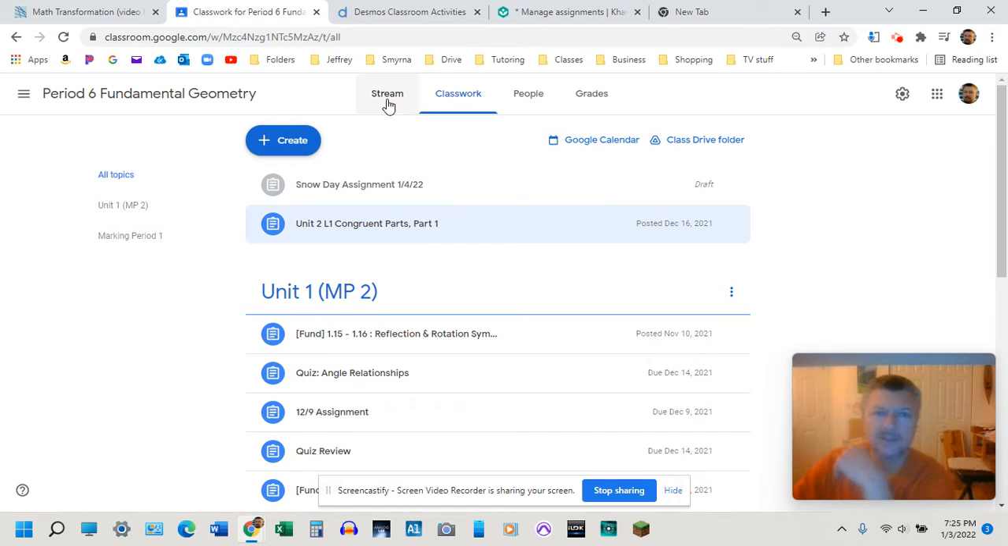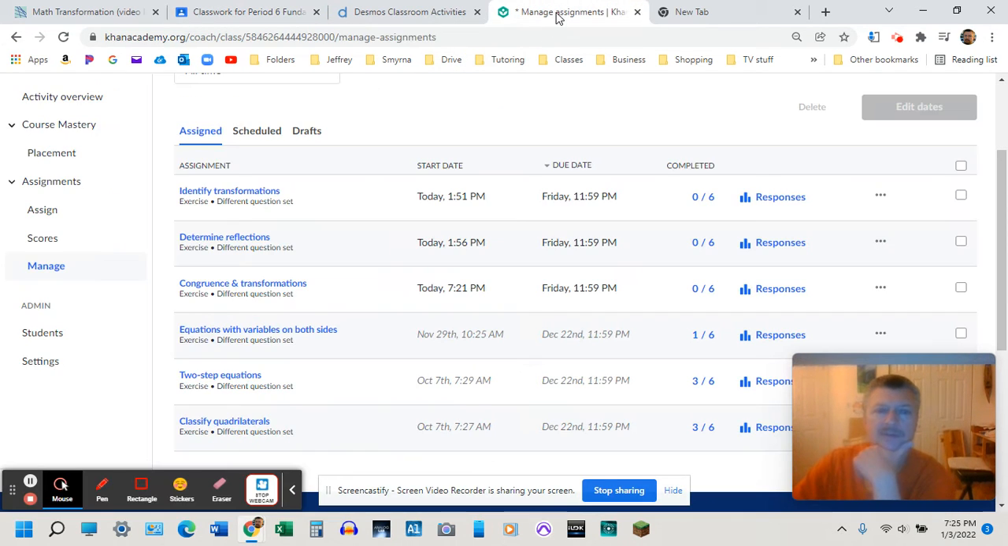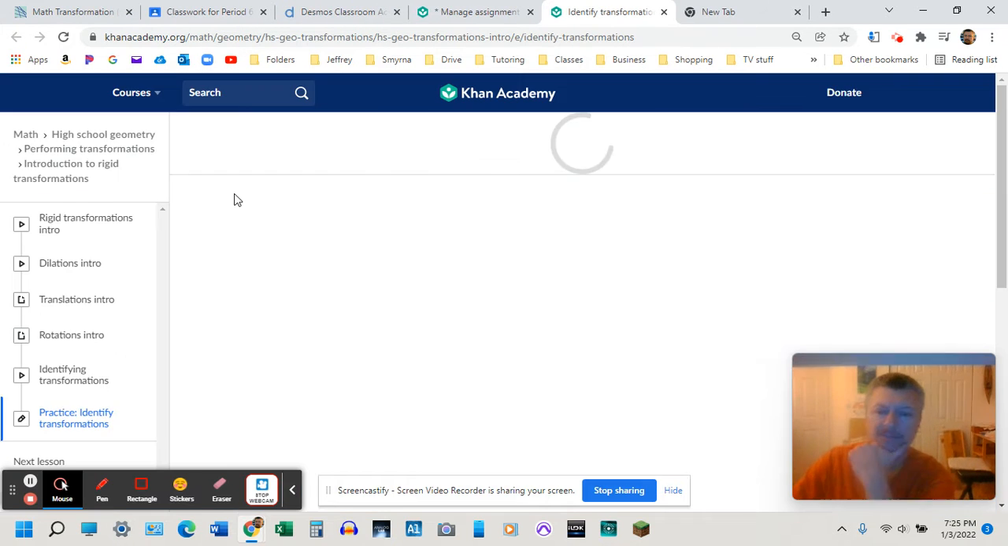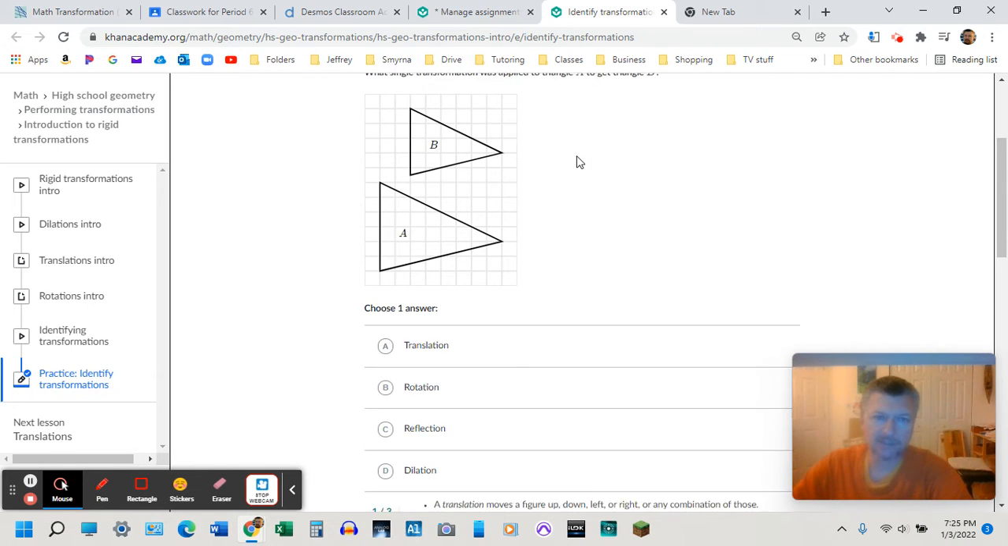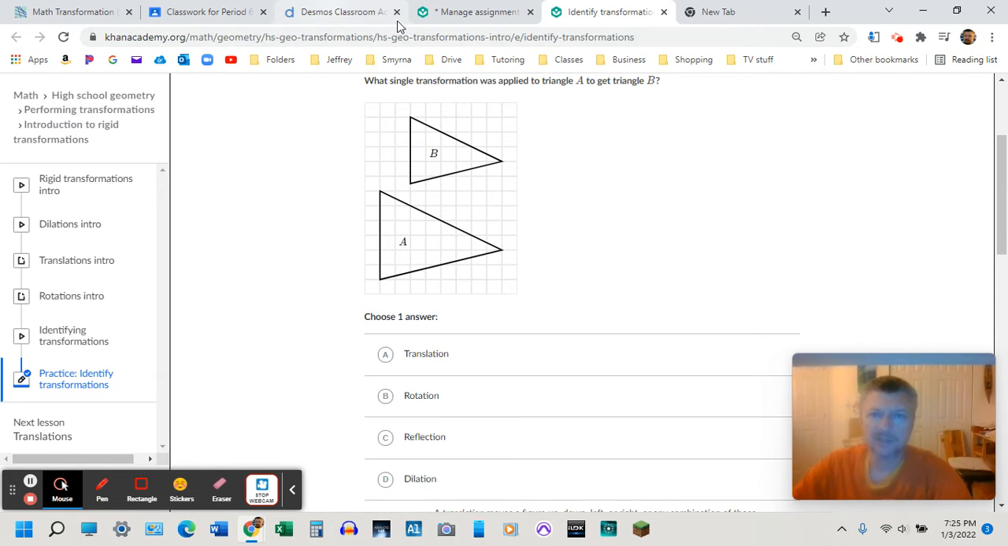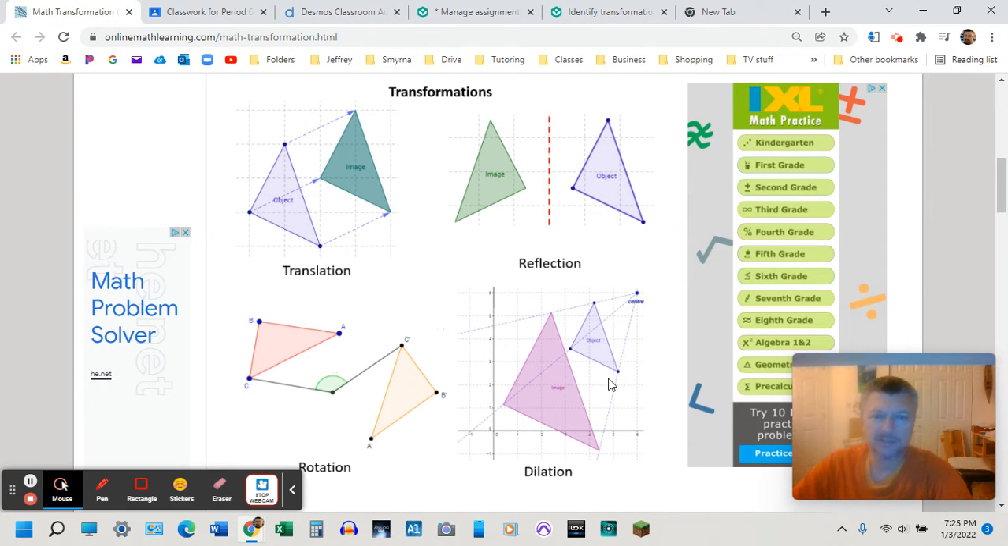Okay, so let's go over the Khan Academy. So you're going to have these three assignments. First one is identifying transformations. Let's take a look. Okay, so what kind of transformation is this? Well, let's see here. Now there's different kinds of transformations. Let's look at the kinds. There is a translation right here. It slides, right? Slides over. You notice the shape is in the same position. It just went someplace else, like sliding over, not flipping, not rotating.